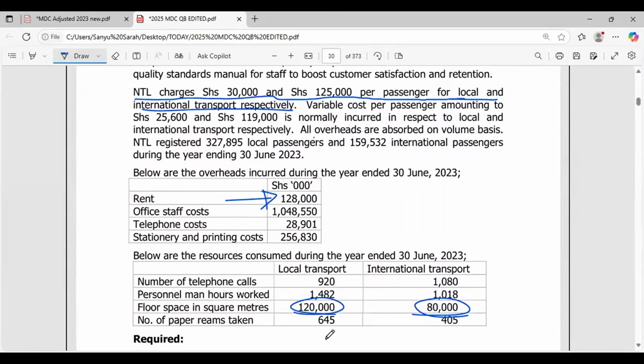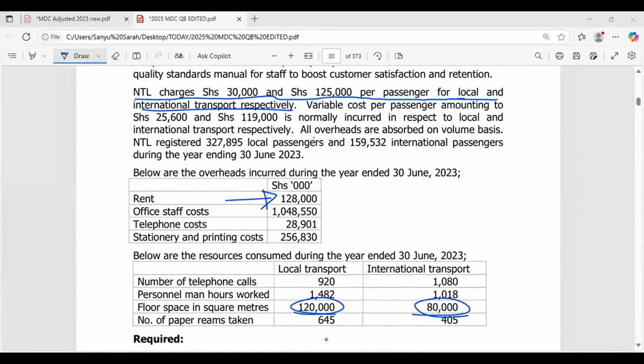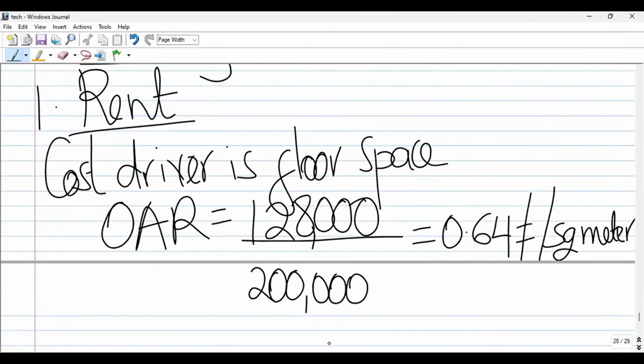When you're using the cost driver, you use the total cost driver. When you're looking for the OAR, we use the total cost driver. But when we are allocating, we are going to compute for each, after computing the OAR.